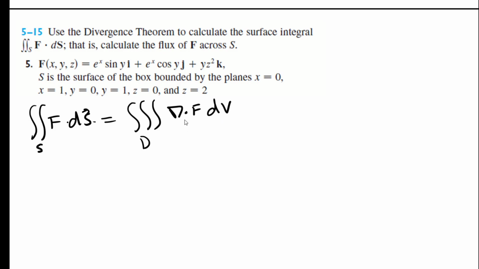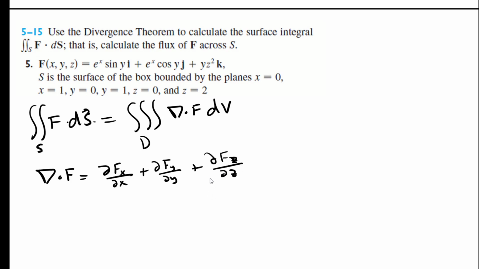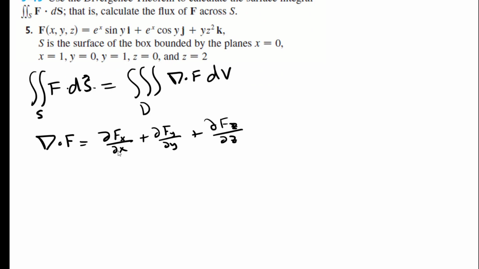So first, let's go ahead and just compute the divergence. The divergence is the derivative of the x component with respect to x plus the derivative of the y component with respect to y plus the derivative of the z component with respect to z. It's kind of like the gradient, but it's more like a dot product with our vector function. Notice that it's always a scalar. So this is going to give you a scalar result.